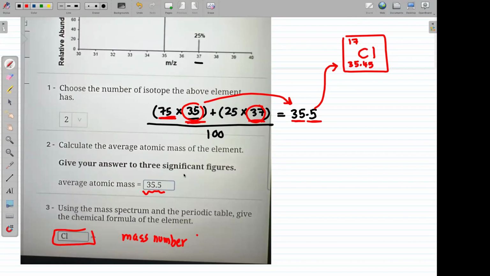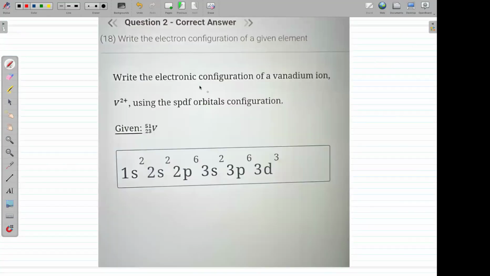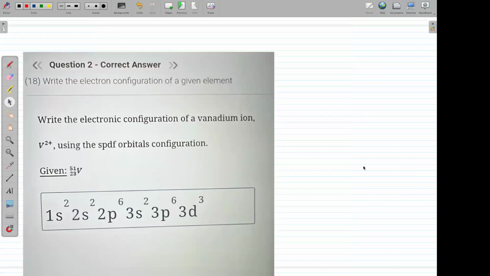If this one is done, no more parts in one? Yeah, that was only one. Question number 2 also is repeated. It says write the electronic configuration of the vanadium ion. So vanadium is an easy one. It's a transition element. I'll just check it in the periodic table.